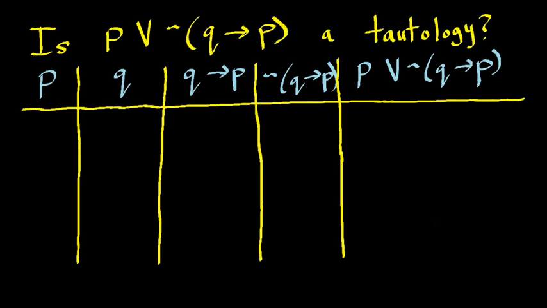Let's try one last problem. Let's complete the truth table to determine whether this is a tautology. We can complete P and Q by completing every possibility.